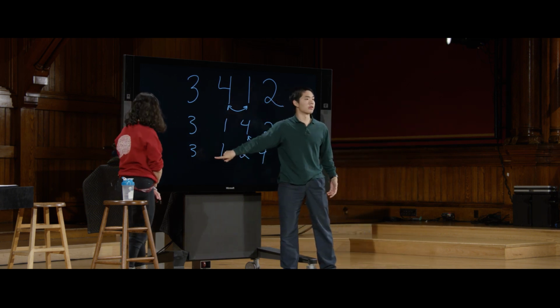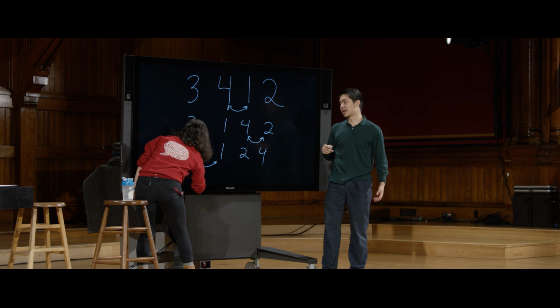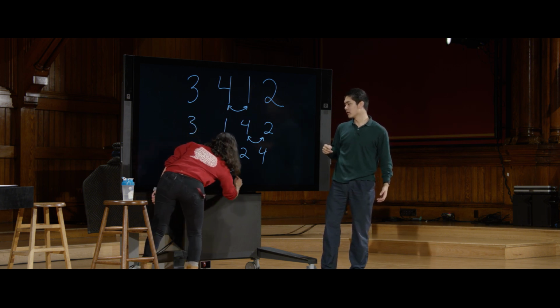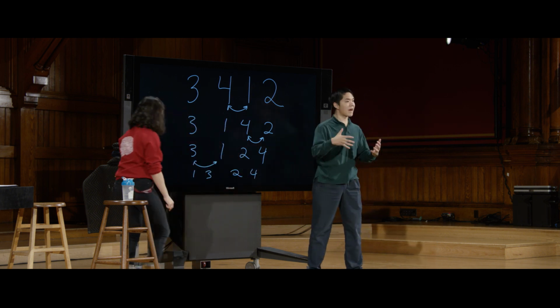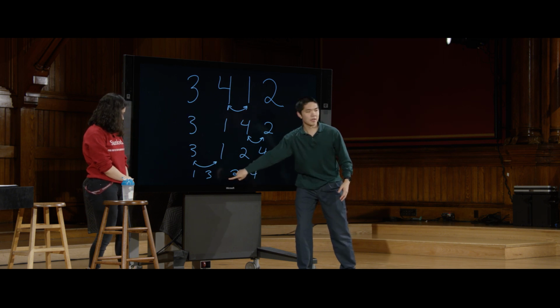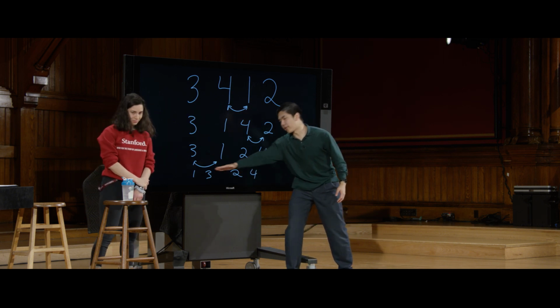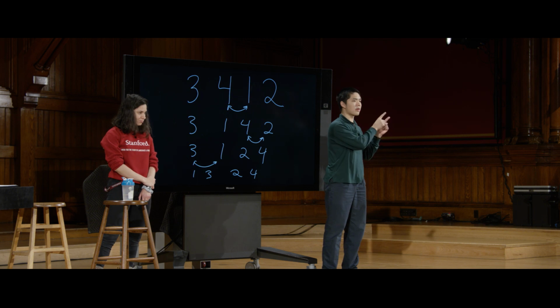1 and 3, well, those are in the wrong order. Let's switch those. So we get 1, 3, 2, 4. And then we're running out of space here, but the last switch is going to be, all right, take the 3 and the 2. Those are in the wrong order, swap those. And then if we were to do that check again, all the numbers are in pairwise order.